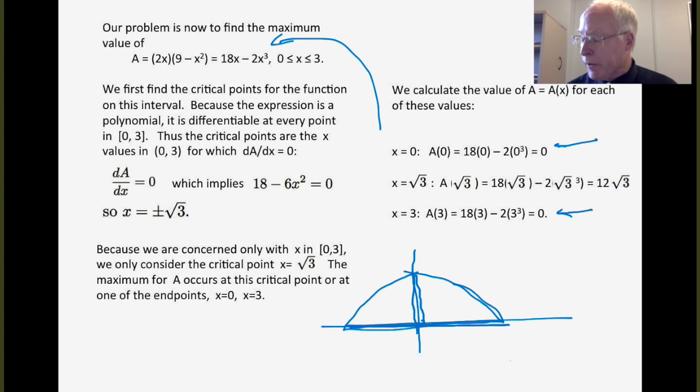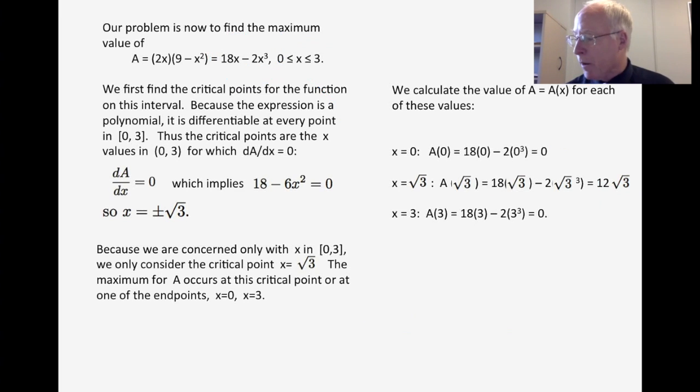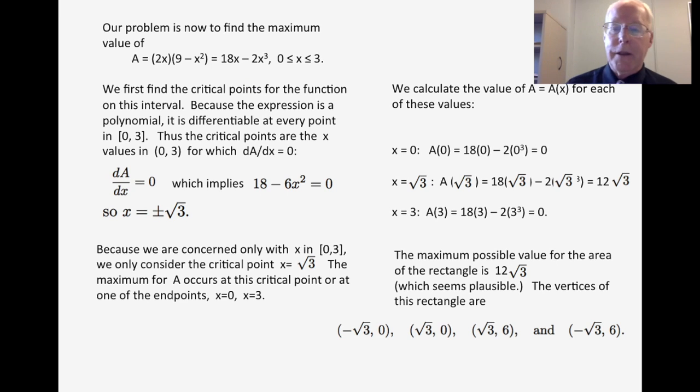Finally, the third possible point is the critical point, x equals root 3. If we take root 3 and put it into the area equation, we have 18 root 3 minus 2 times the square root of 3 cubed, and the algebra from that gives us 12 root 3. And since that number is clearly bigger than 0, which we found for the other two cases, we know 12 root 3 is the maximum possible area. So we're going to tell people that we think the maximum possible area is 12 root 3. Does this seem reasonable? Well, yeah, it's a positive number. Area should be positive. And I just think it seems plausible, so we'll go with that.